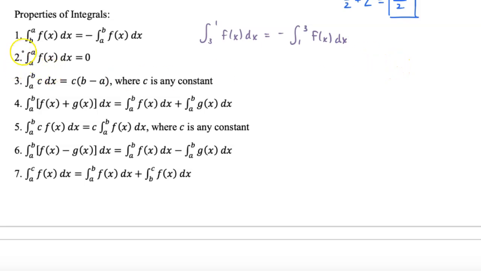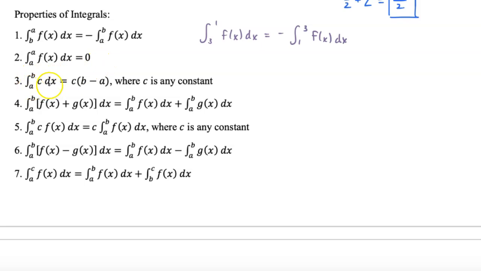Okay? Number 2 states that the integral from a to a of f of x dx is equal to 0. And doesn't that make sense? Because if the integral is telling me the area under a curve, and the width of that area is 0, because I'm going from a to a, which really means I'm finding the area of a line, that's going to be an area of 0.